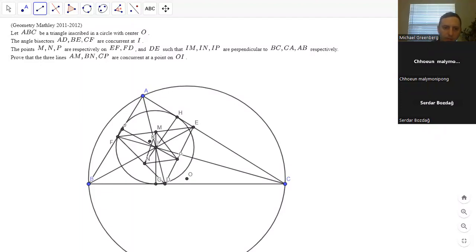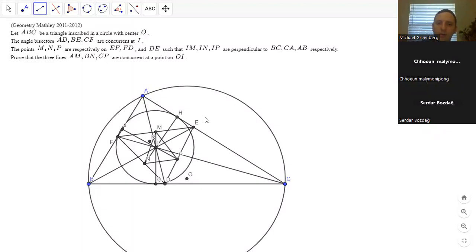So yeah, FM over ME. I'm just trying to think how we want to compute that. That would be like sine FIM over sine EIM, and then times FI over IE or something like that. But sine FIM over sine EIM is sine GIC over sine BIG. So maybe it just reduces to a calculation then, right? Yeah, I think so.